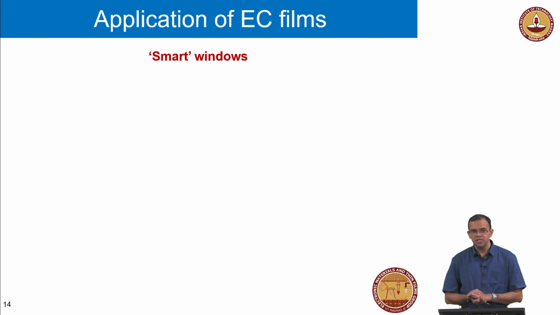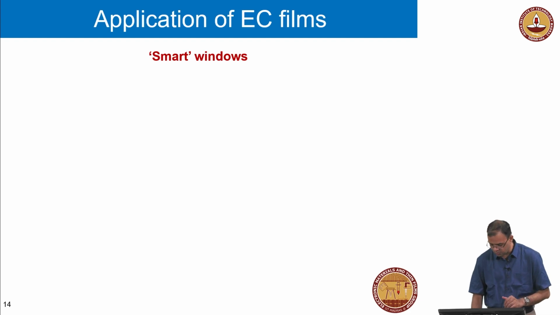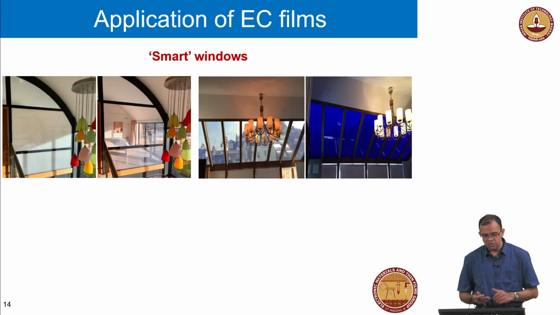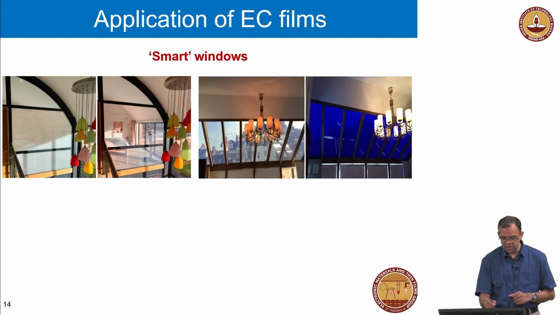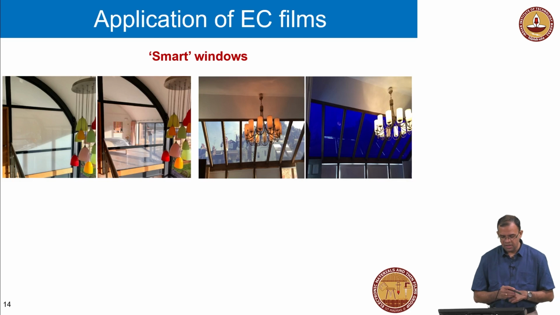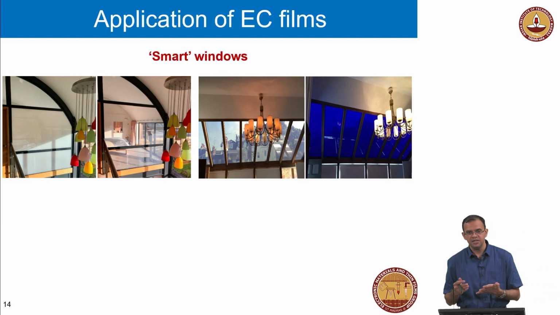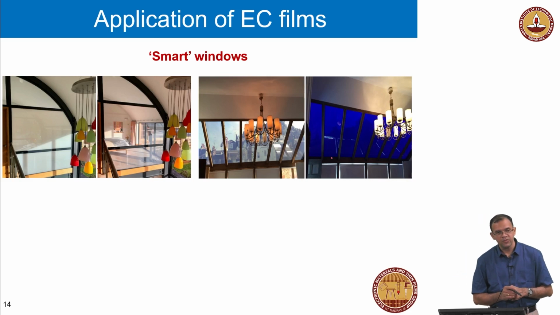So where do we actually use EC films? One of the most common applications are what are called smart windows. These are essentially windows. In this particular example you see a region that's transparent, but by applying a voltage I can make it colored, and by making it colored you typically turn it opaque so it blocks the light. And again this is another example of a window that can be made opaque.